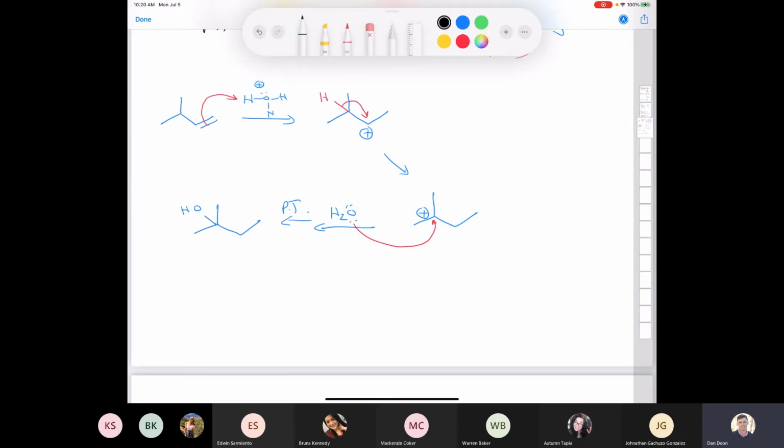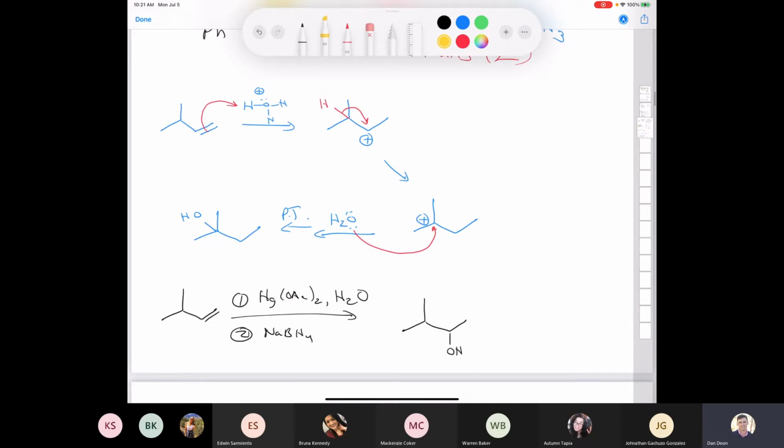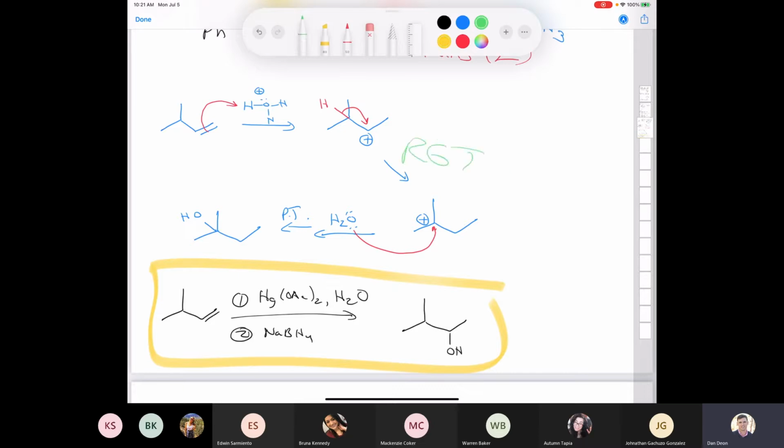So in order to avoid that, you have to take your starting material, okay, and you treat it with mercuric acetate in water, followed by sodium borohydride. And what that does is it avoids that carbocation rearrangement, and you just do a straight ahead Markovnikov addition. And so that would be the correct answer, okay, to avoid this carbocation rearrangement. You want to avoid that at all costs because you don't want to get the tertiary alcohol. You want to end up with this secondary alcohol. So oxymercuration, demercuration would be the correct choice.